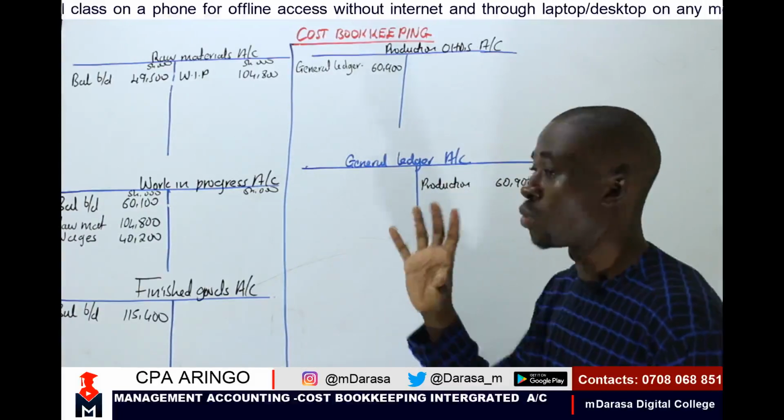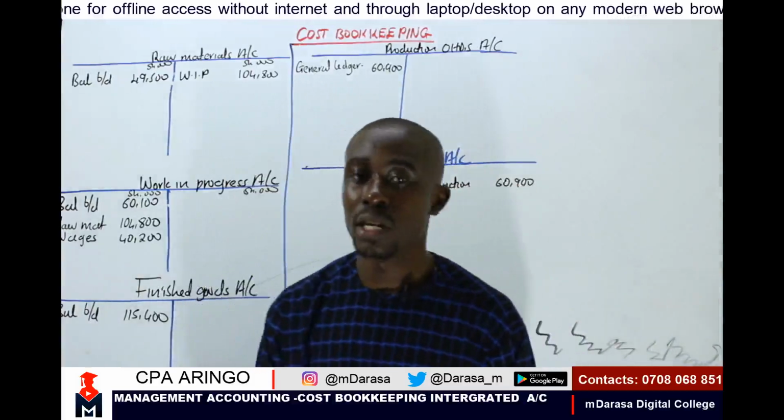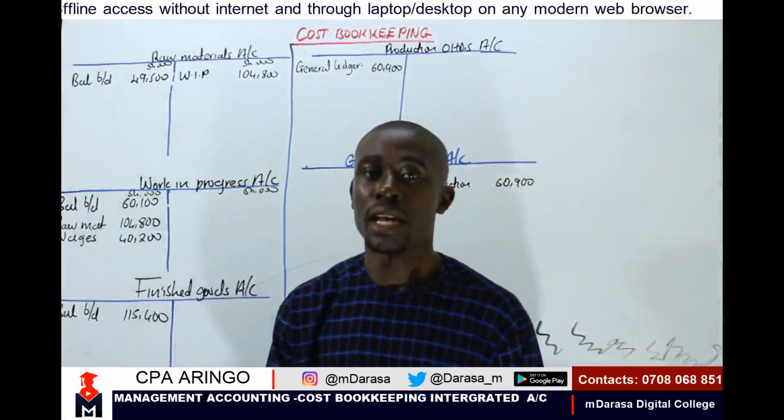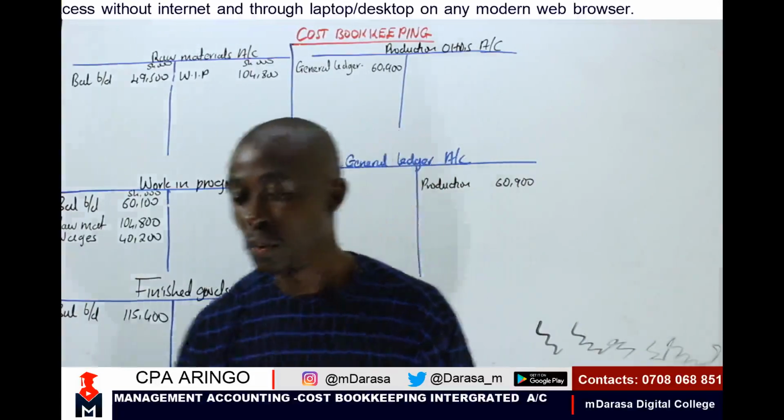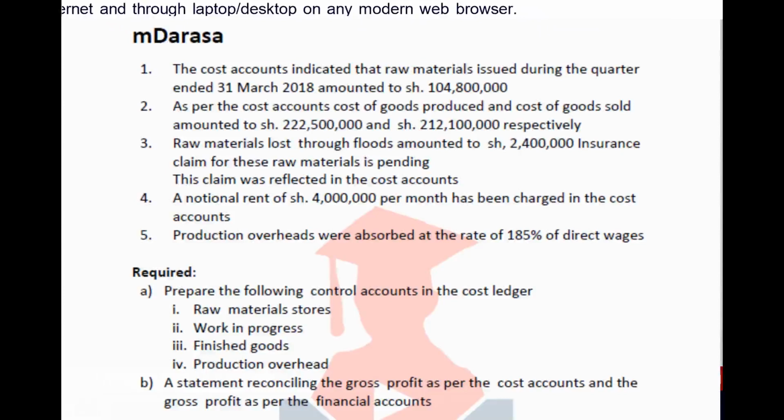So after I'm done with what I was given there on top in regard to financial accounting, which is shared with cost accounting, let us identify the elements that were only under cost accounting. And this is what I was given in additional information. So number 2, as per the cost accounts, cost of goods produced and cost of goods sold amounted to 222,500.